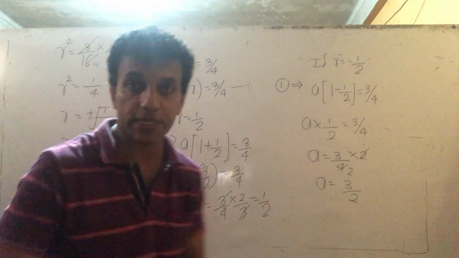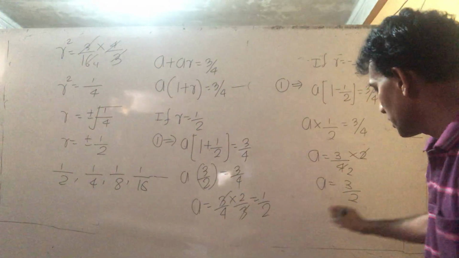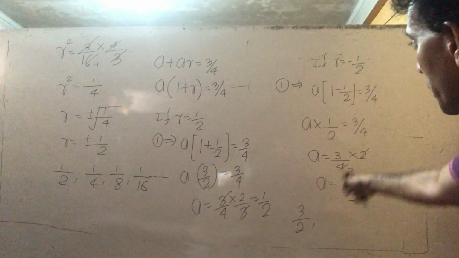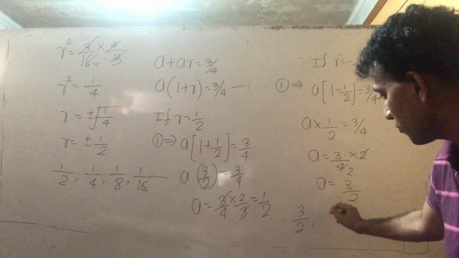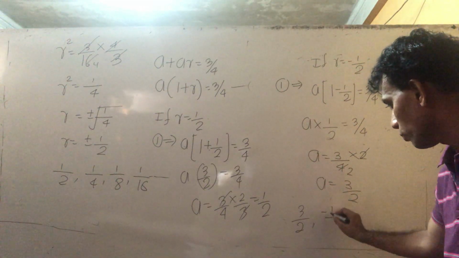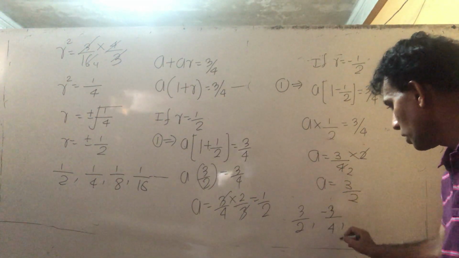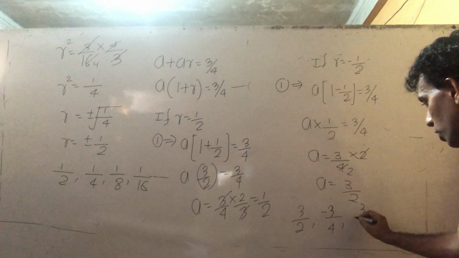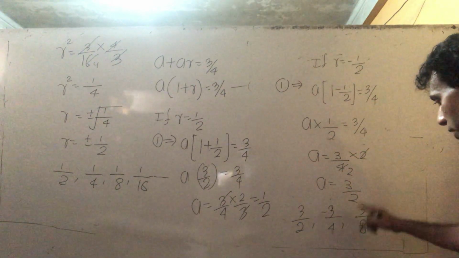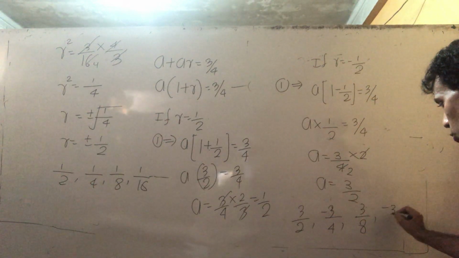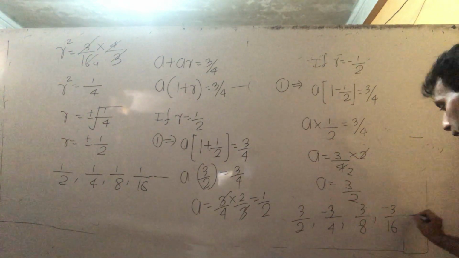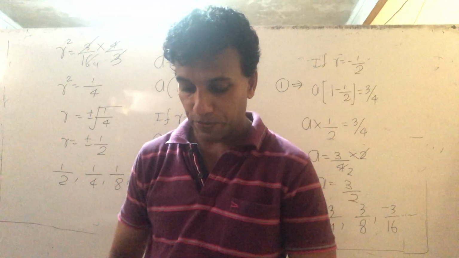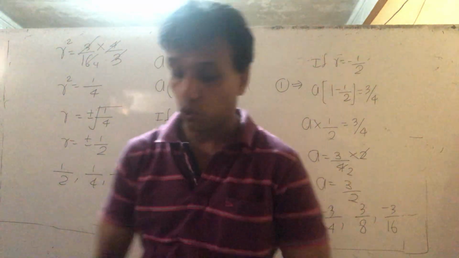Now write that series. A is 3 over 2. What is the second term? Multiply by minus half: 3 over 4. Multiply by minus half: plus 3 over 8. Multiply by minus half: minus 3 over 16, and so on. That is the method of how to write the series for this data, by building up the equations and solving.